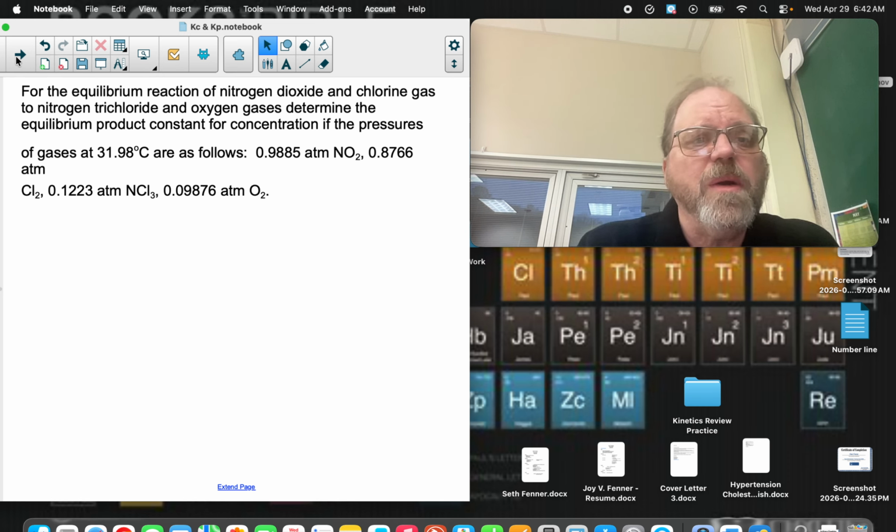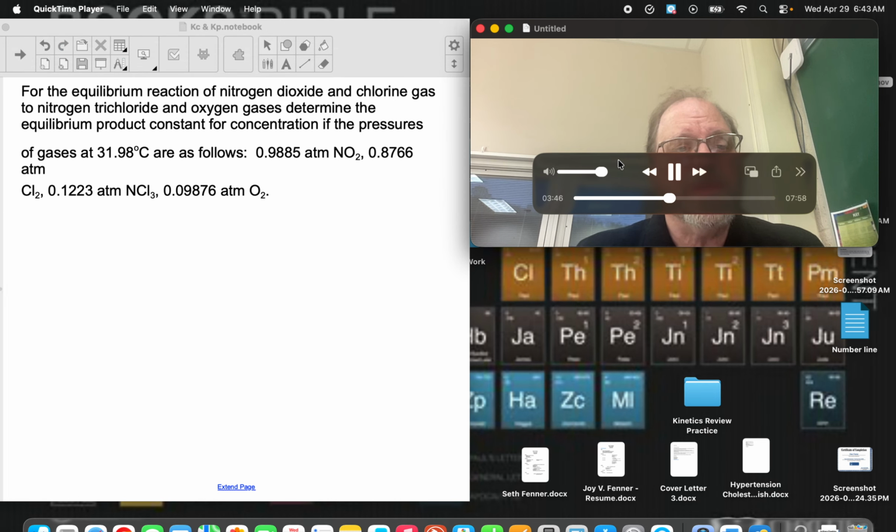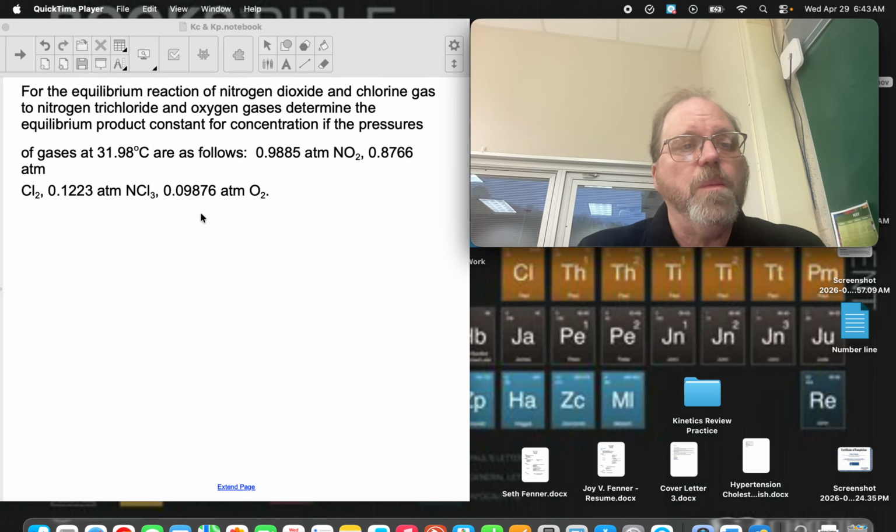So for the equilibrium reaction of nitrogen dioxide and chlorine forming nitrogen trichloride and oxygen, determine the equilibrium constant for the concentration, if the pressures of the gas at 31.98 degrees Celsius are as follows: 0.9885 atmospheres of NO2, 0.8766 atmospheres of Cl2. That's NO2, and that's nitrogen trichloride, I'm sorry. And 0.1223 atmospheres of NCl3, and 0.09876 atmospheres of O2.